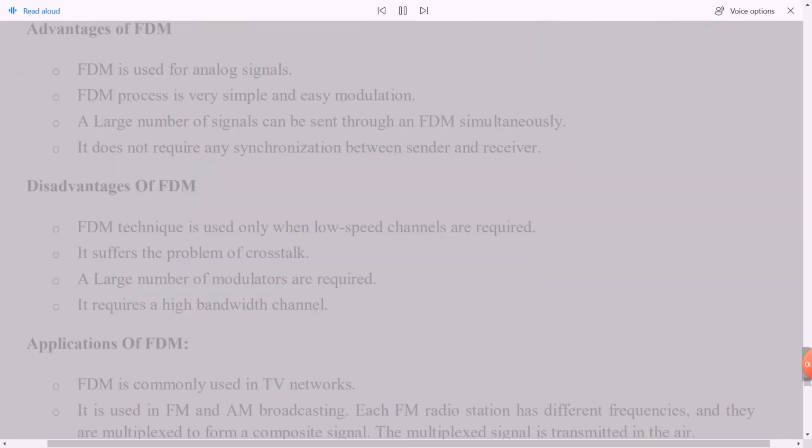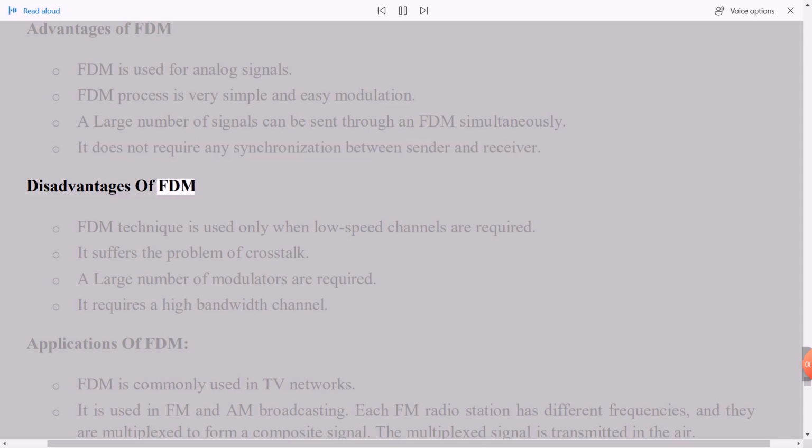Advantages of FDM. FDM is used for analog signals. The FDM process is very simple and easy modulation. A large number of signals can be sent through an FDM simultaneously. It does not require any synchronization between sender and receiver.